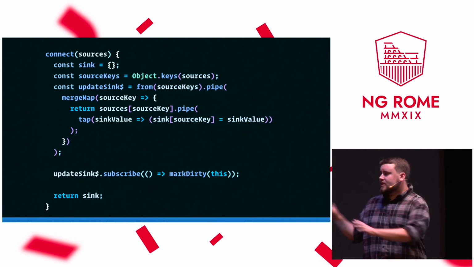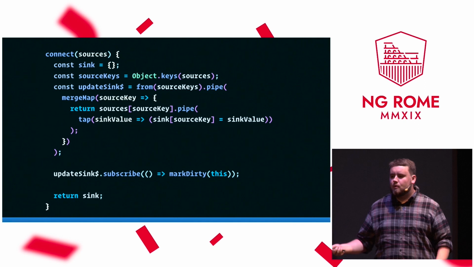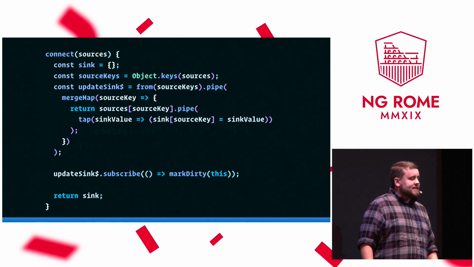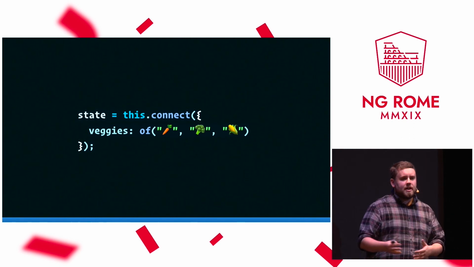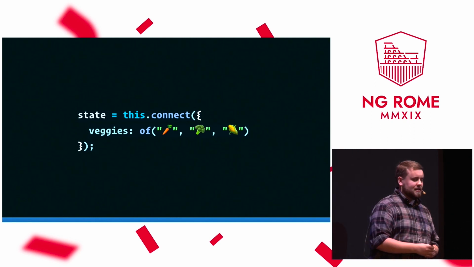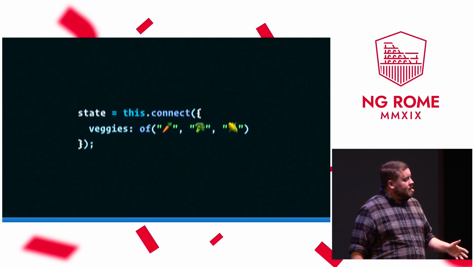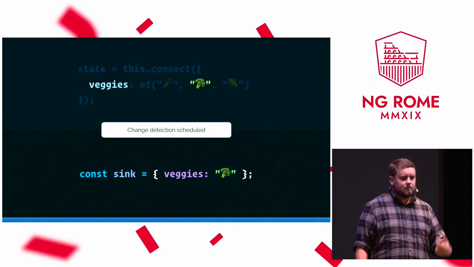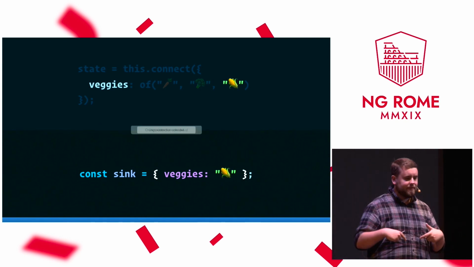I know this can be a kind of complicated piece of code, so let me walk through visually what exactly it's going to be doing. Let's say I passed in a dictionary where I've got one observable, and it's an observable of vegetables. What's going to happen here is connect is going to subscribe to it, and every time a value comes out, we're going to run change detection, and we're going to update that sink value.